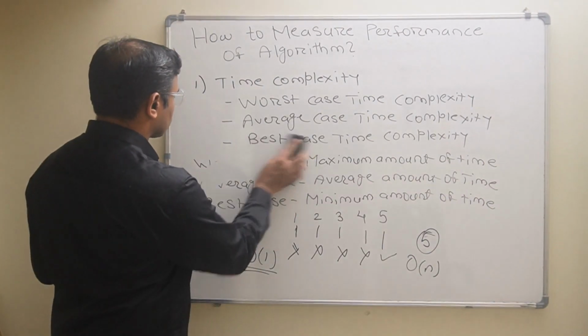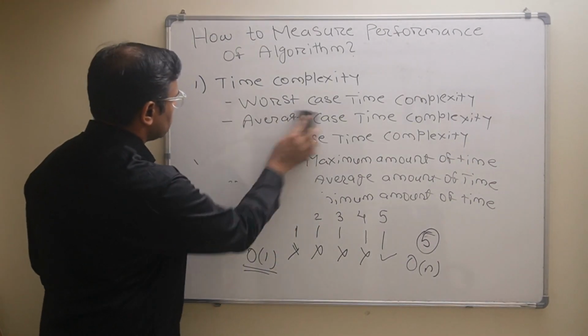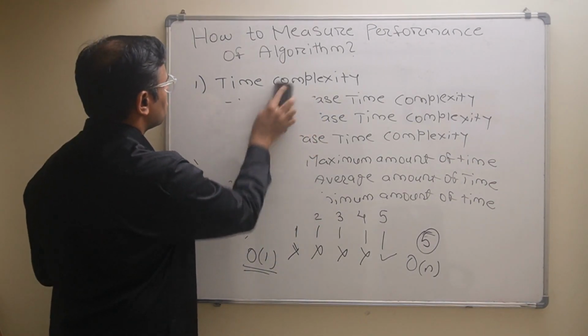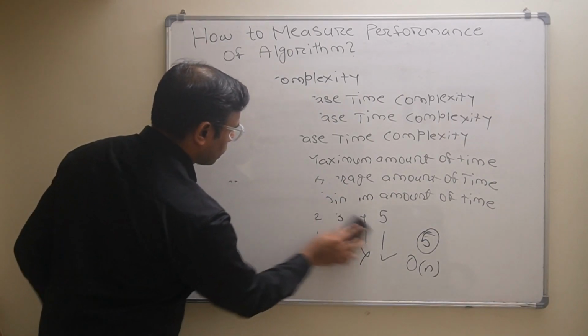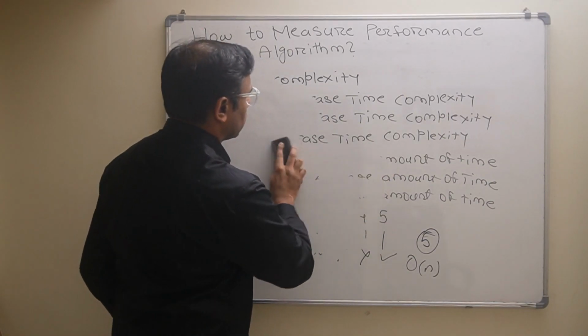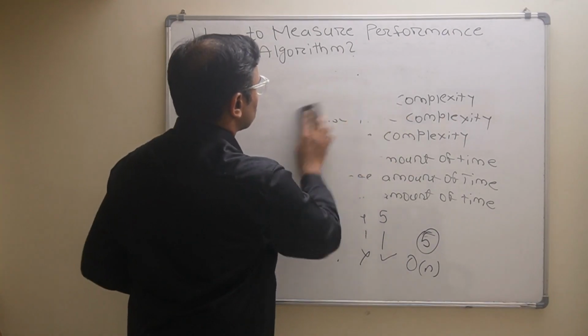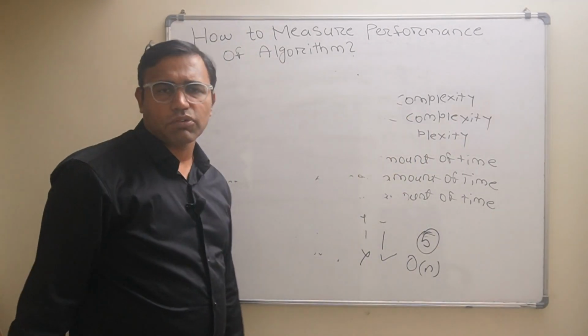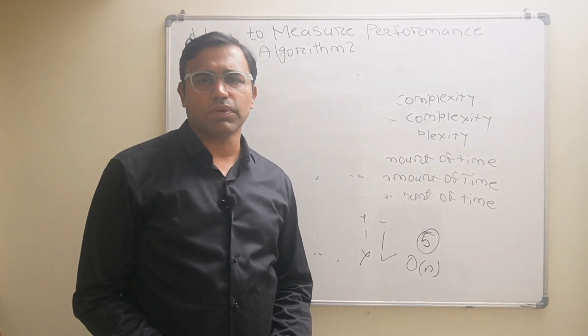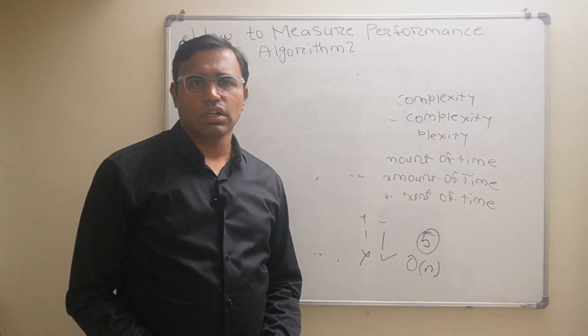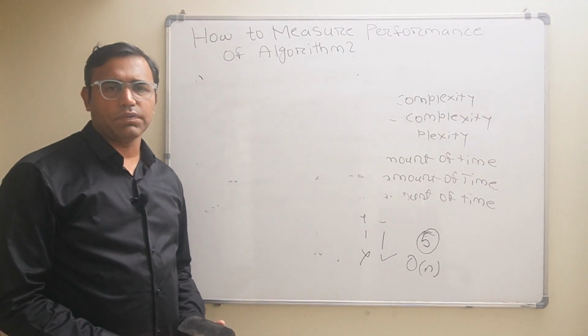Now, time complexity is determined in two ways: the frequency count method and asymptotic notation. We will see that in upcoming videos.